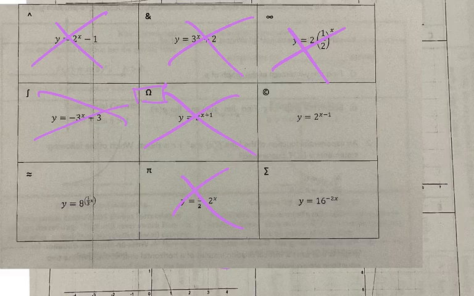Okay. What makes you think it's the same as pi? Because the negative exponent turns 2 into a fraction. And there's a 1/2 right there. Okay.